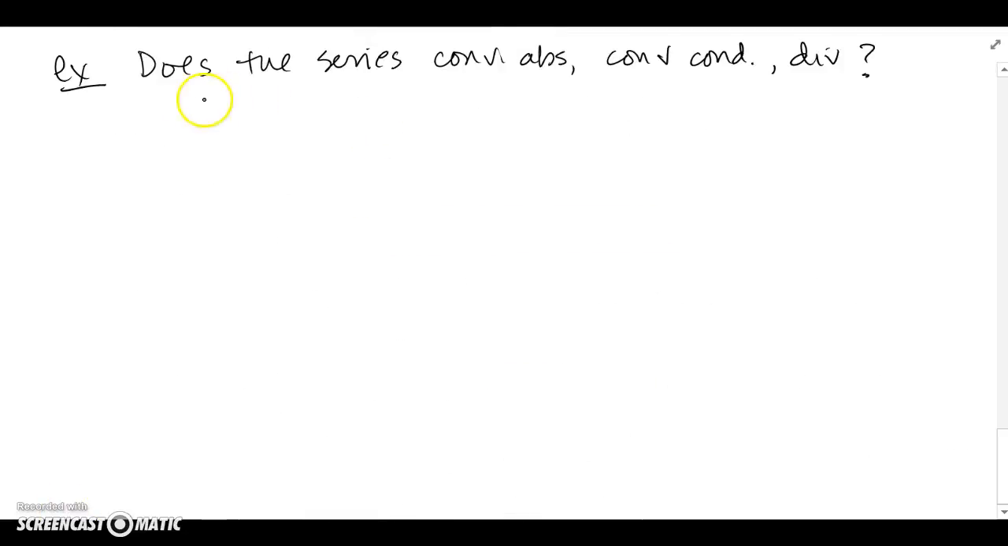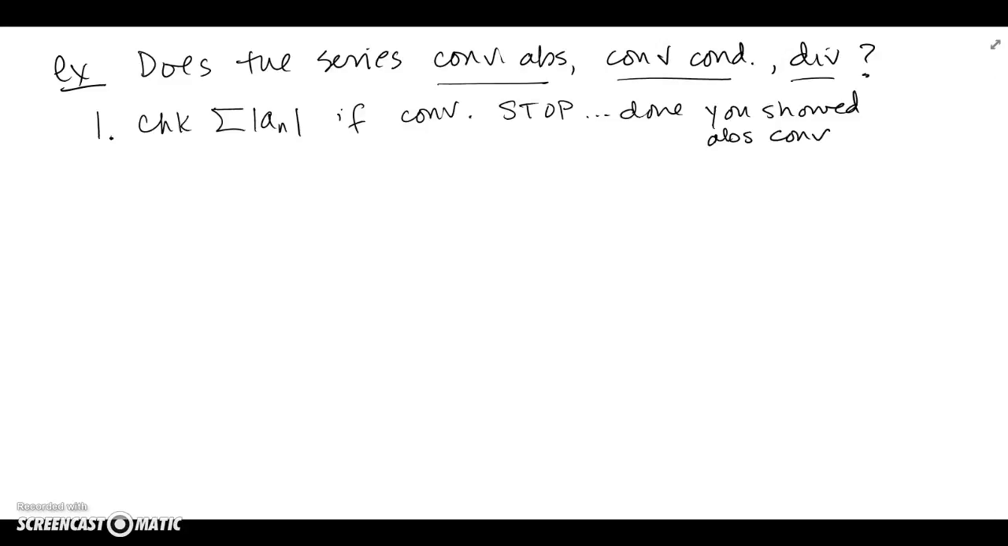Let's look at an example where we ask, does the series converge absolutely, does it converge conditionally, or just simply converge, or does it diverge? If you're specifically asked that question, this is what I suggest you do. The order in which you check things may make it easier. The very first thing you should do is check the absolute value series. If it converges, you can stop, you're done, you showed absolute convergence.